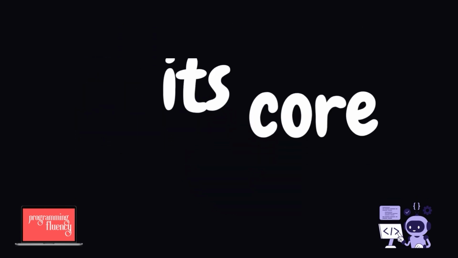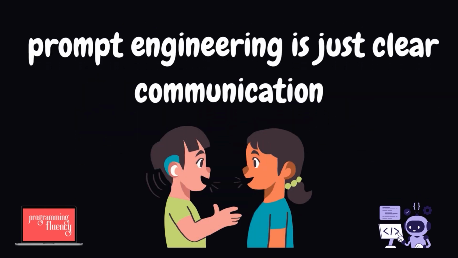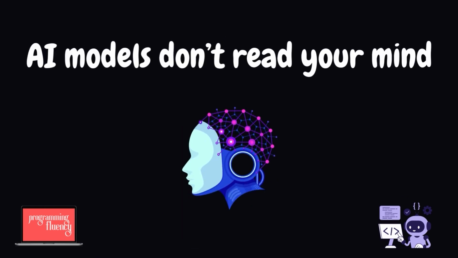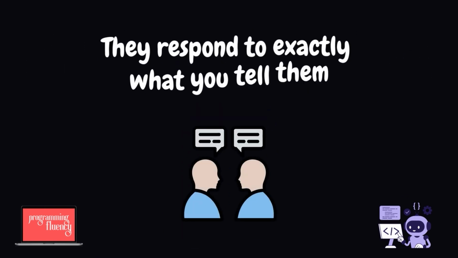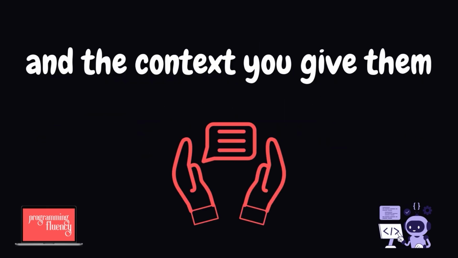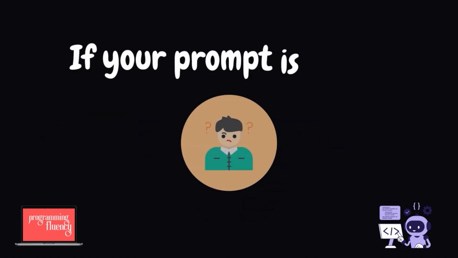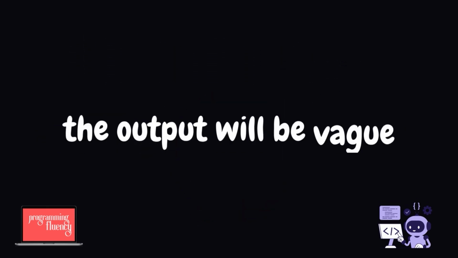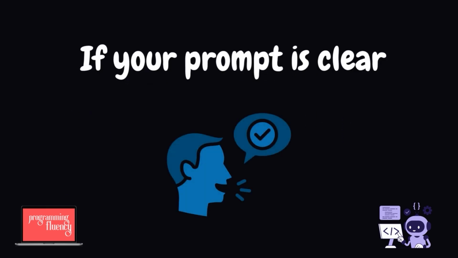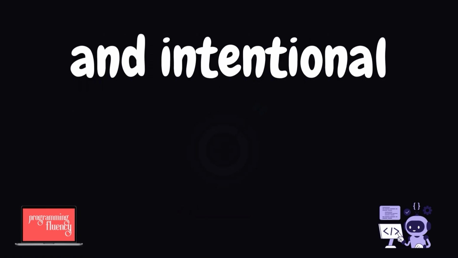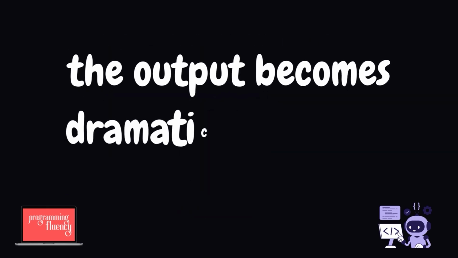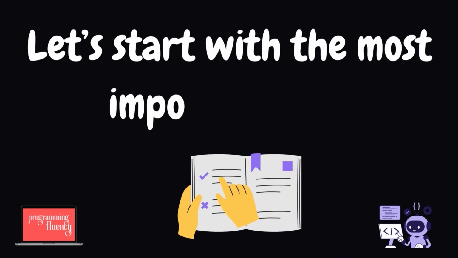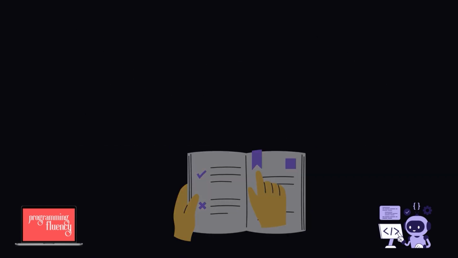At its core, prompt engineering is just clear communication. AI models don't read your mind. They respond to exactly what you tell them, how you tell them, and the context you give to them. If your prompt is vague, the output will be vague. If your prompt is clear, specific, and intentional, the output becomes dramatically better. Let's start with the most important rule.